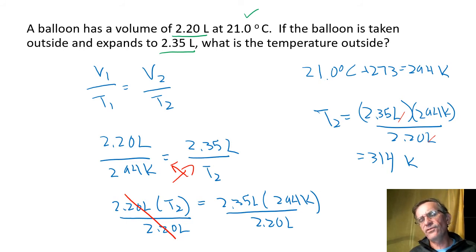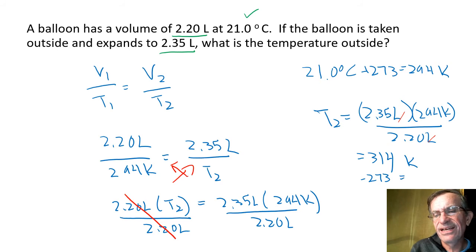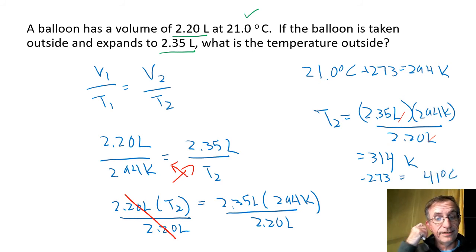Now, if I wanted to know the temperature outside in Celsius, I didn't really say that in the question, but if I did, to get from Kelvin back to Celsius, you don't add 273, you would subtract 273. So on the Celsius scale, it works out to be about 41. 41 is hot. That's like a little over 100 Fahrenheit. So it would be pretty darn hot out on this particular day.